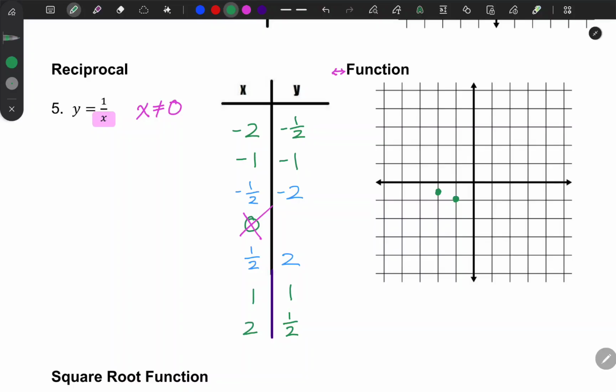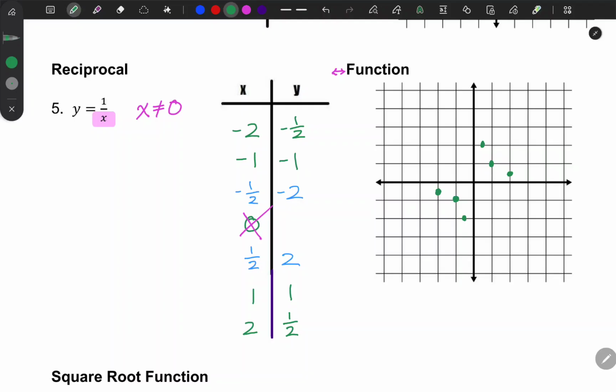Okay, and then we had a point at 1, 1 and 2, 1/2, and you can see that is not enough to get the shape of the graph. With our two additional points, with an x value of -1/2, and we are going to have to approximate that, we get a y value of -2. With an x value of +1/2, we get a y value of 2. Now, because we're dividing by x, having a small x value will give you a larger y value.